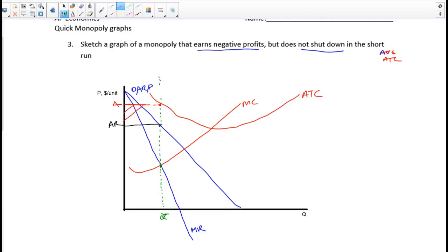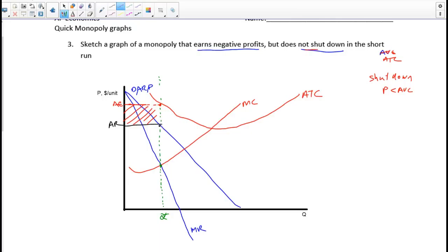This is my loss rectangle now. That was average cost here. Now, the one thing that we have to take into account here is we're saying that this firm does not shut down in the short run. So what does that mean? Well, remember, we shut down if price is less than average variable cost, because I'm not even digging myself out of the hole if I'm not collecting at least the average variable cost. But this firm is not shutting down.